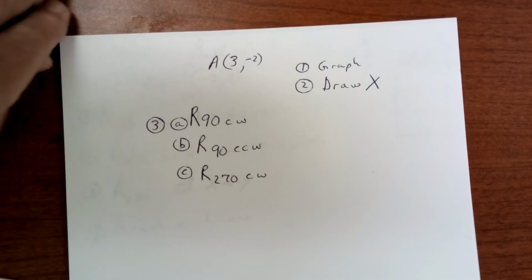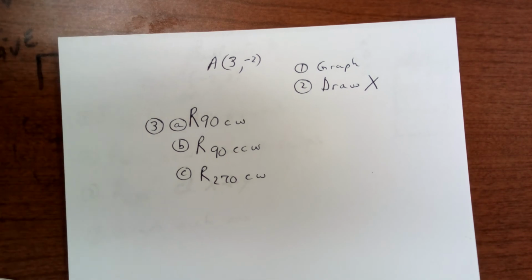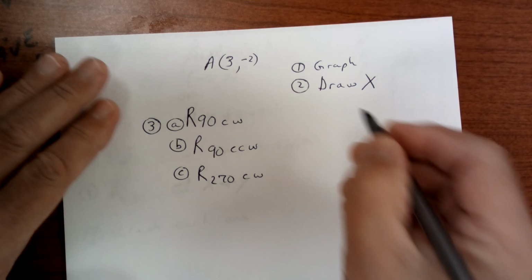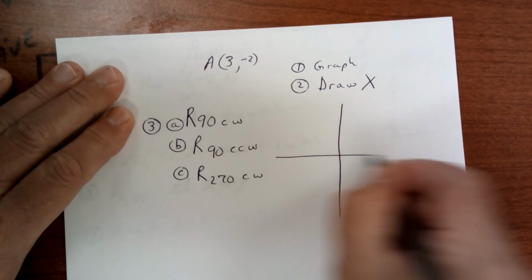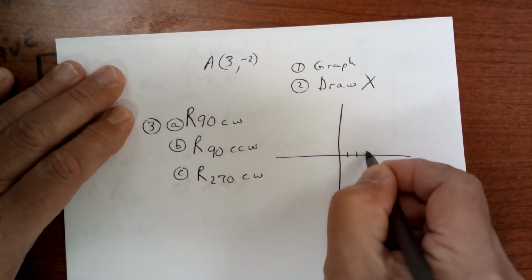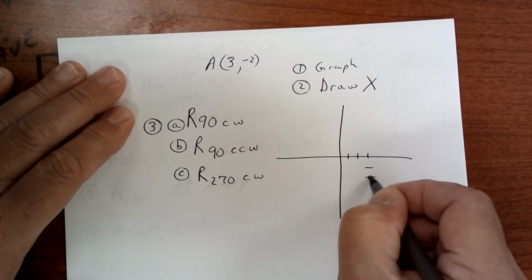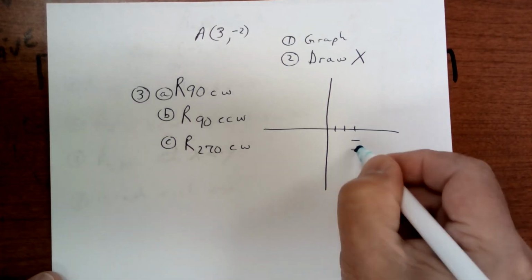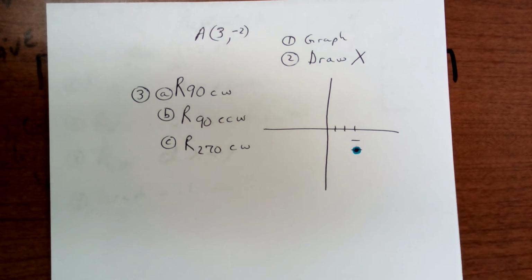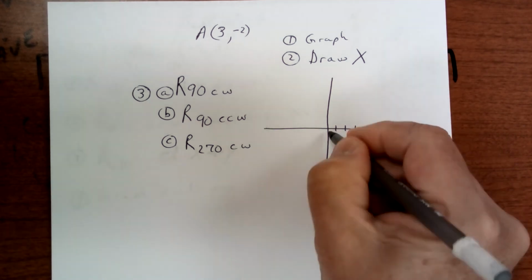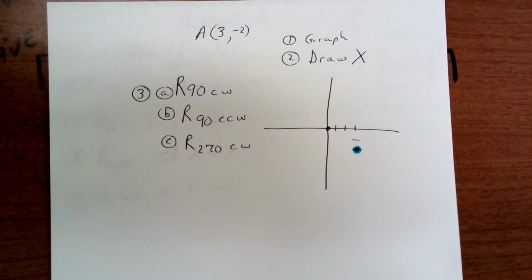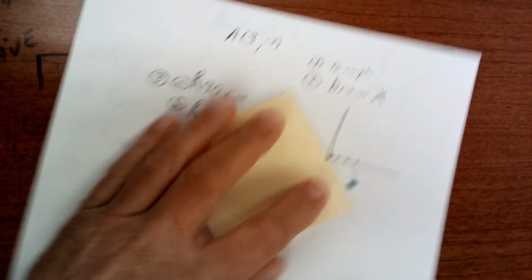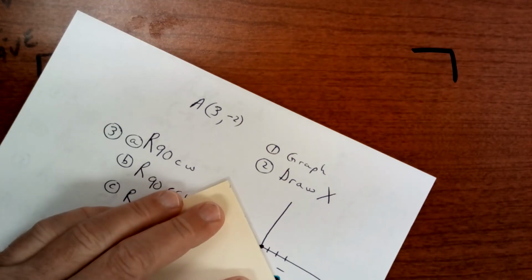So let's take a look here. What I would do on this one is graph it. So draw your graph, go over 3, and then down 2. This is your starting point. So I'm going to use a different color here. Now, put a point at the origin and draw an X. So get a straight edge or something and draw an X.